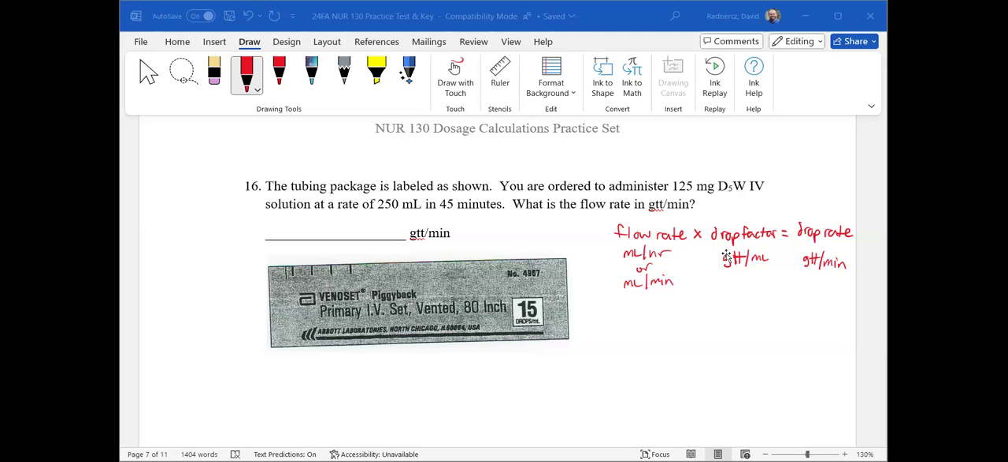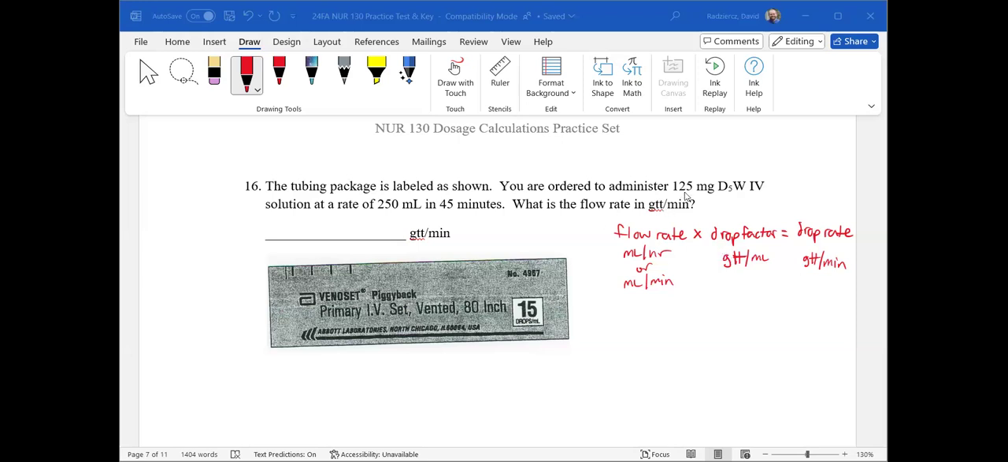However, if you're on ATI or taking the NCLEX, and you're supposed to be calculating a drop factor, and you get something like microtubing, microtubing is a standard, and it's 60 drops per milliliter. So that's probably the only scenario I can think of where you would need to know that piece of information because it doesn't give you the actual drop factor. But I don't know how often that occurs, if it occurs at all.